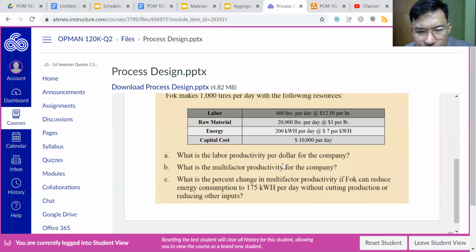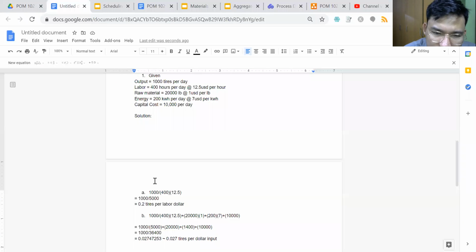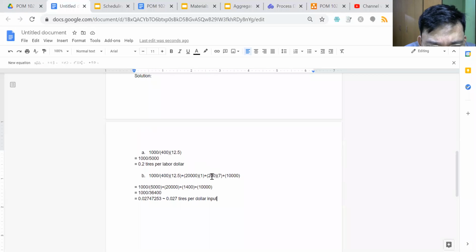Next, what is the percent change in multi-factor productivity if Fock can reduce energy consumption to 175 kilowatt hours per day without cutting production or reducing other inputs, basically all things constant? So we just have to change this one. It's basically still the same, so let's copy the whole thing and just make this 175.